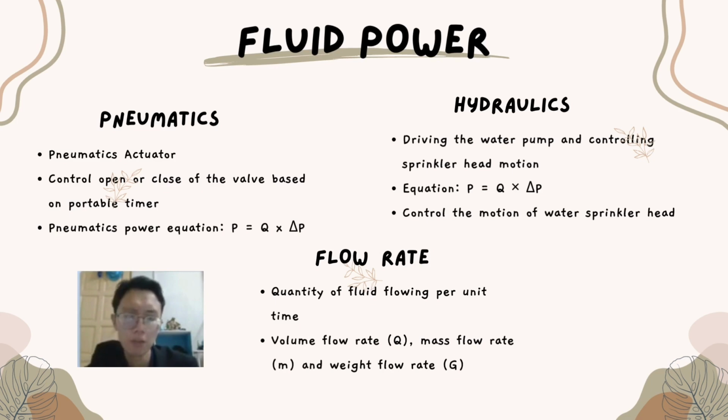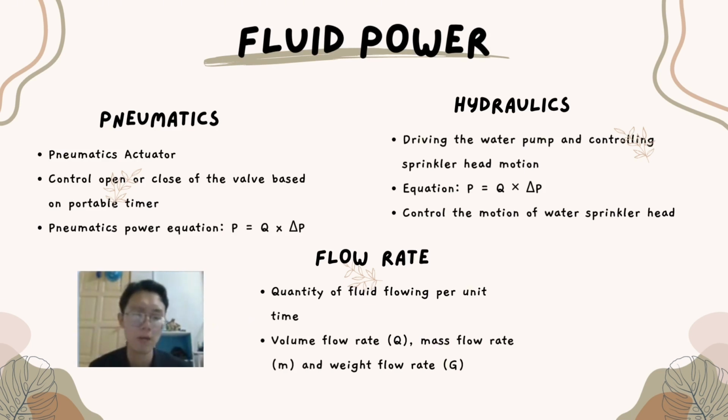Hydraulic power drives the water pump in an automatic water sprinkler system, which draws water from a source and supplies it to the sprinkler system. It efficiently powers the pump and provides the necessary force to move water through the system. Additionally, hydraulic power is utilized to control the motion of the water sprinkler head. Hydraulic actuators adjust the position of the head, ensuring that every area of the garden is watered and maintaining flexibility in the irrigation system.